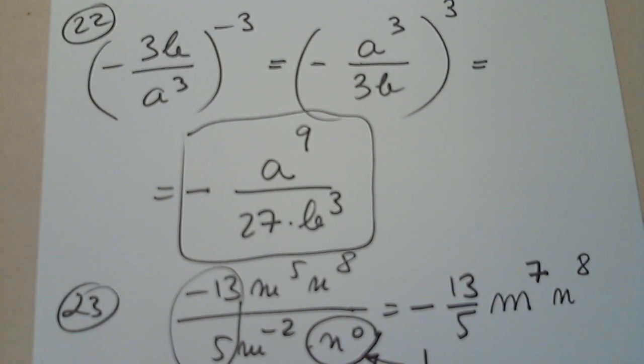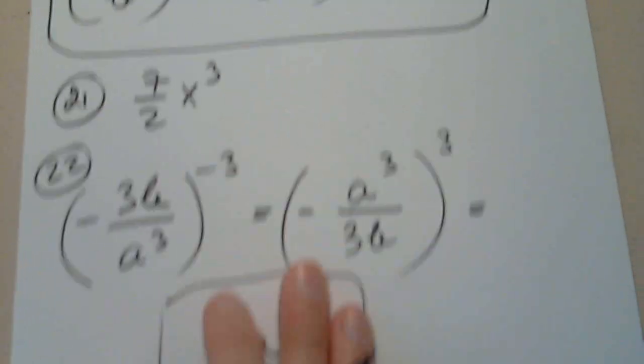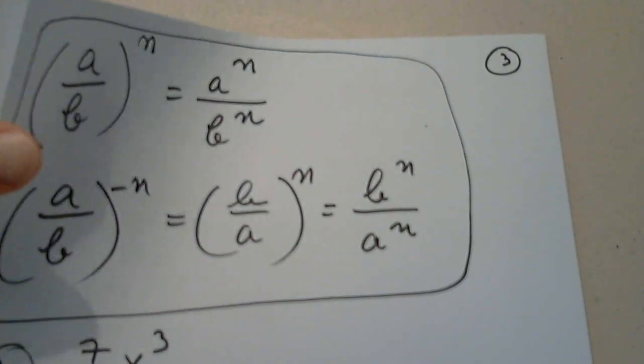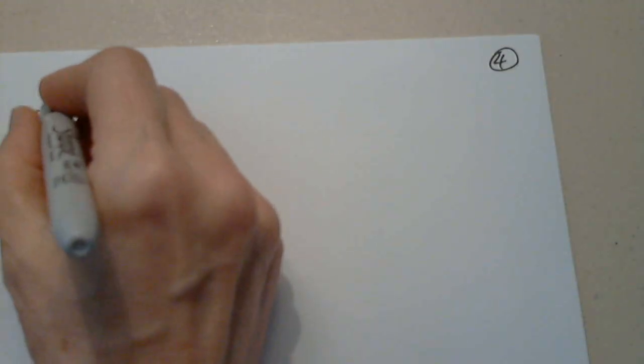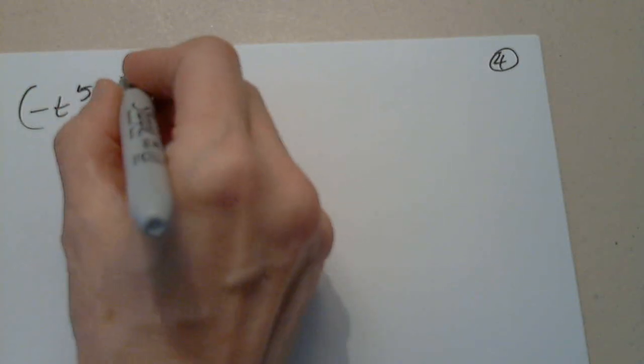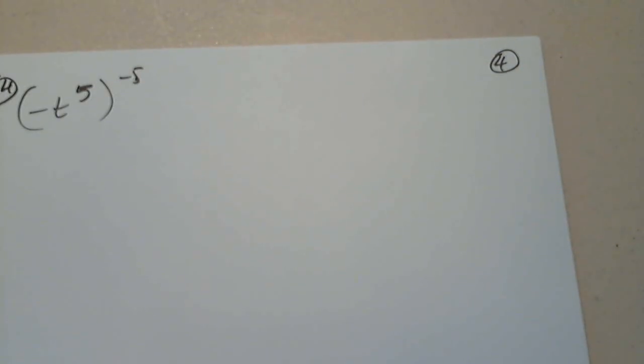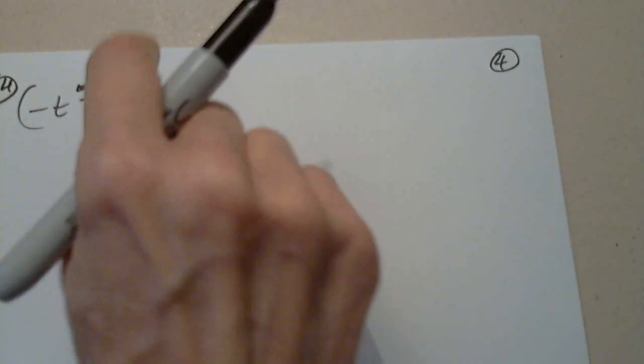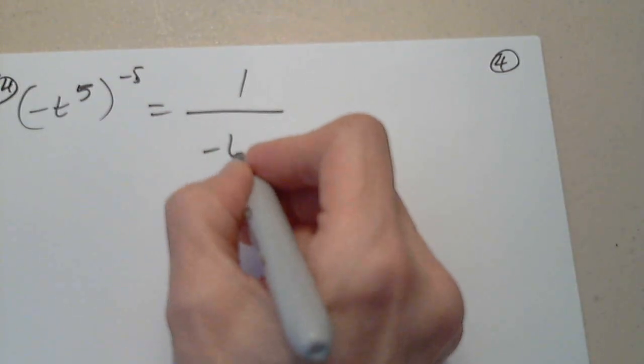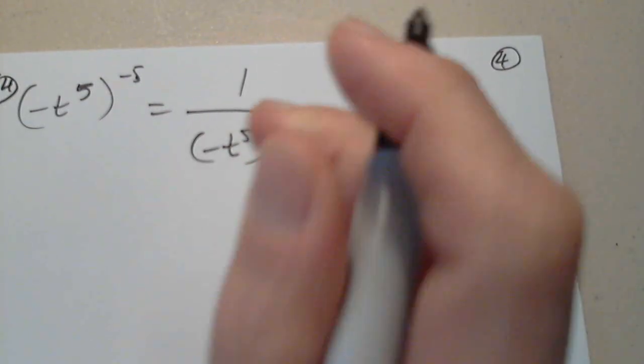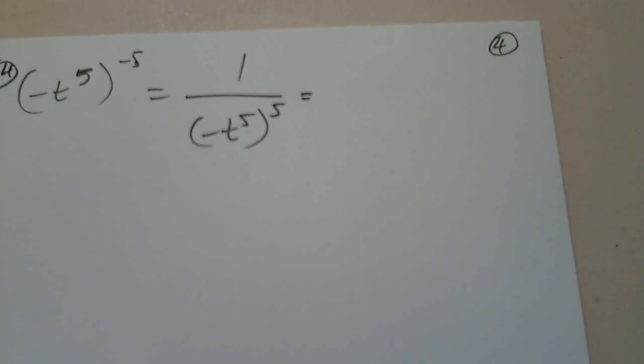Yes, no, maybe. Yes. Yes, very good. So let's take a look. This is my page 4. And this is negative t to the 5th power raised to negative 5. And this is problem 24. Good. This is what I would do with this. Again, take care of the negative power and have 1 over negative t to the 5th and to the 5th power. That would be the first step.